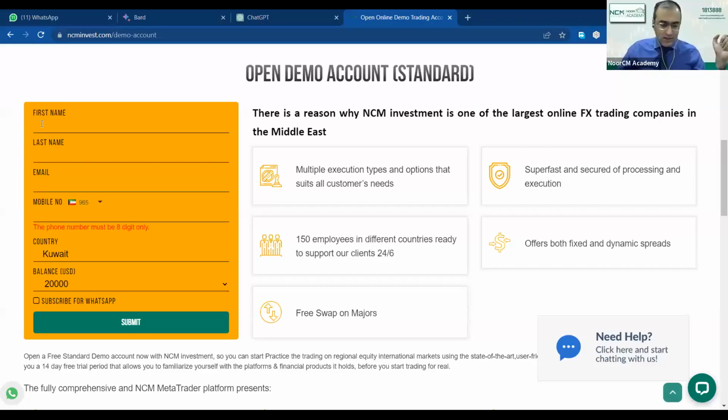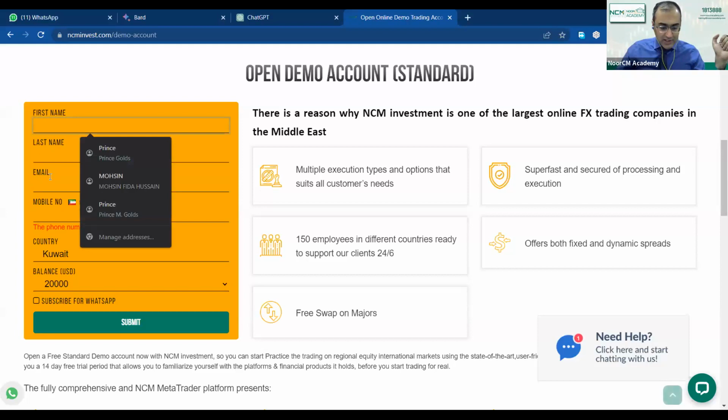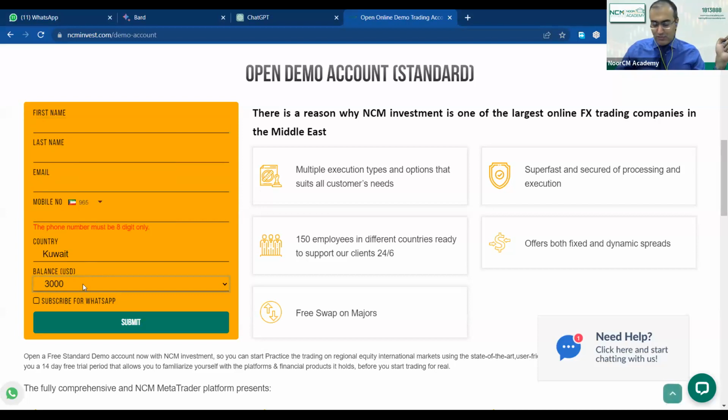All right, so just go here, enter your first name, last name, mobile number, and country, and set your balance to $3,000. This is free money. You're not charged anything for it.